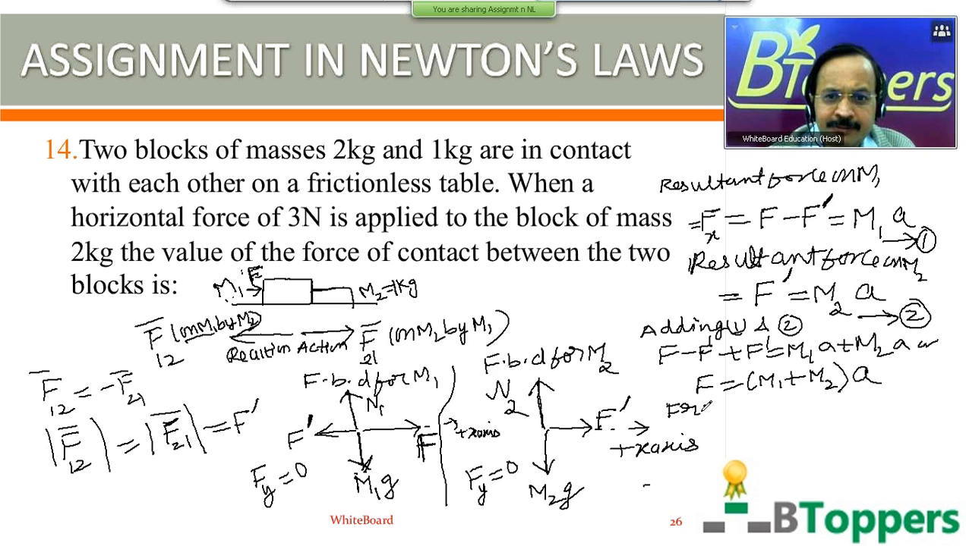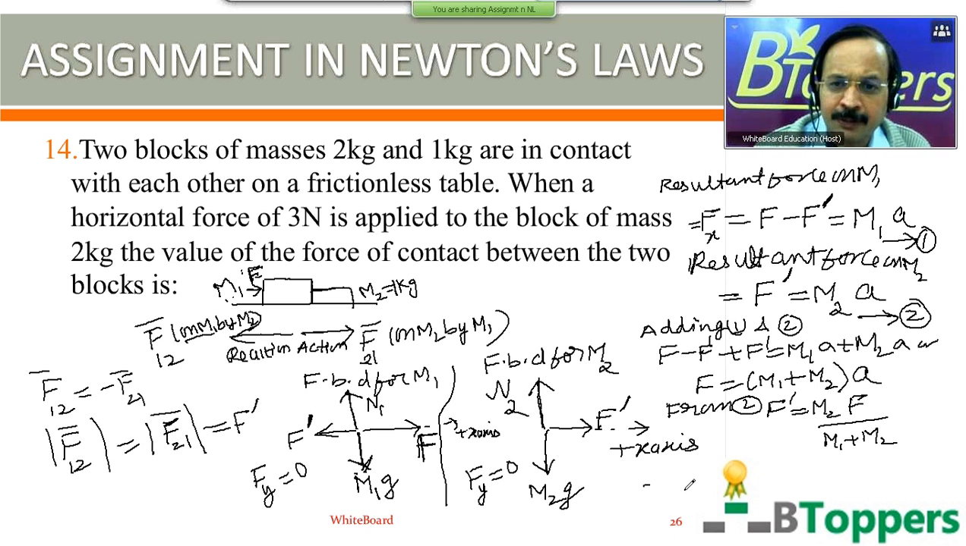So from the second equation, F dash, which is the magnitude of the contact force between the two blocks, is equal to M2a. You can substitute a equal to F by (M1 plus M2). So I have solved the problem first in letter notation. Now, those who want to copy down the solution of the problem can do so.